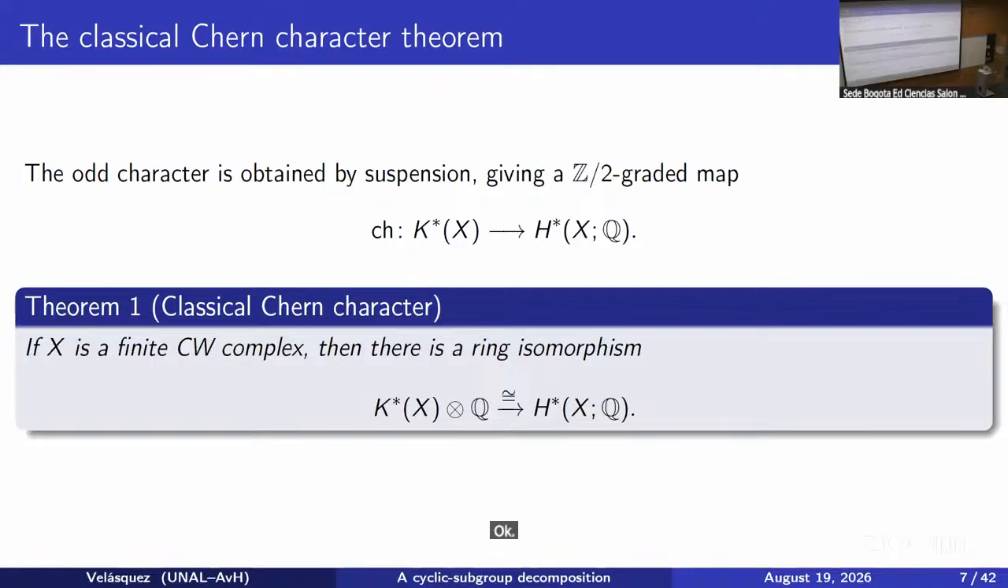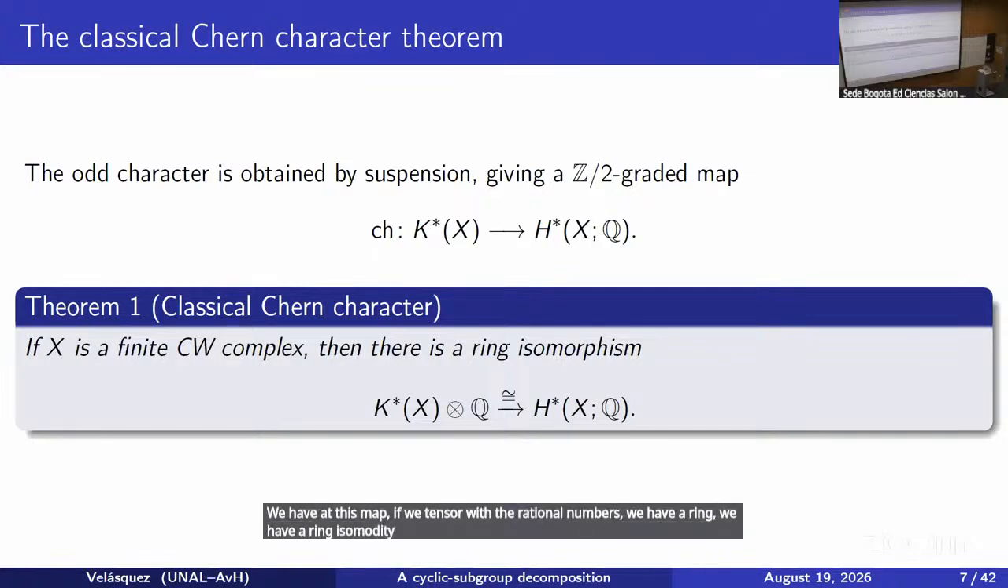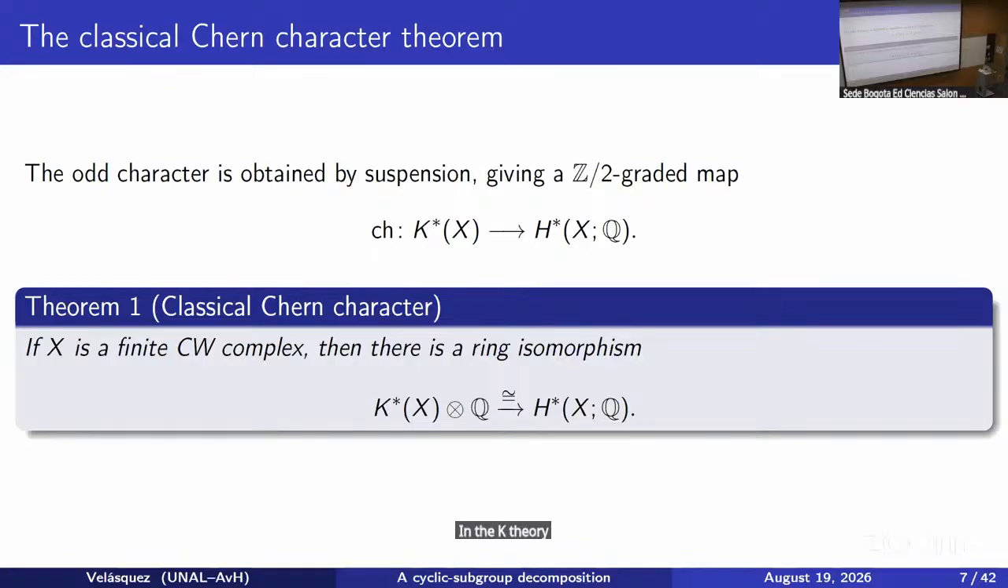The theorem is that we have this map. If we tensor with the rational numbers, we have a ring isomorphism between the K-theory tensored with the rational numbers and the cohomology with coefficients in the rational numbers. Questions so far?